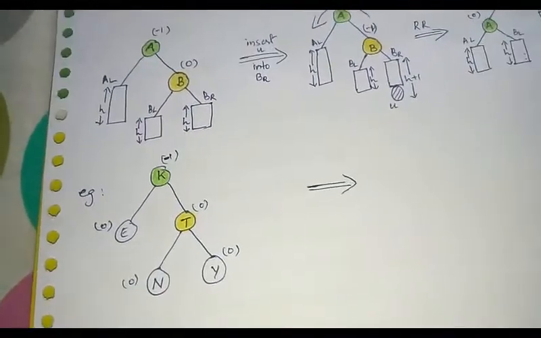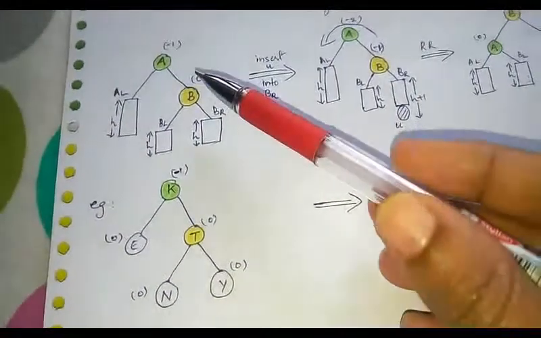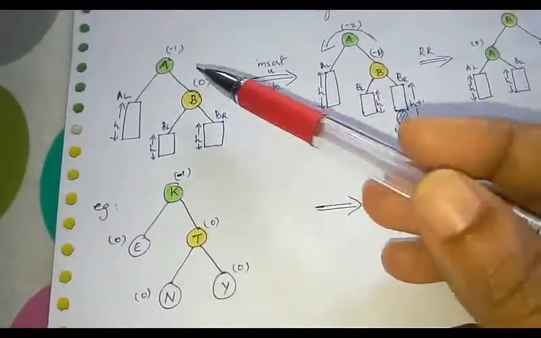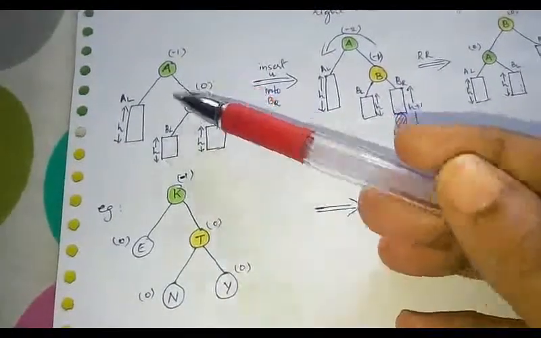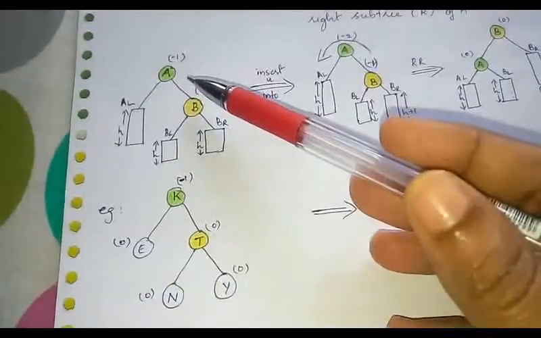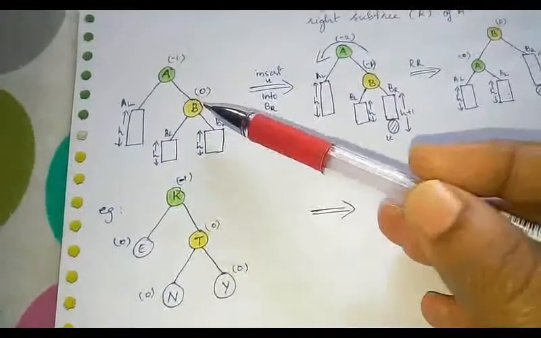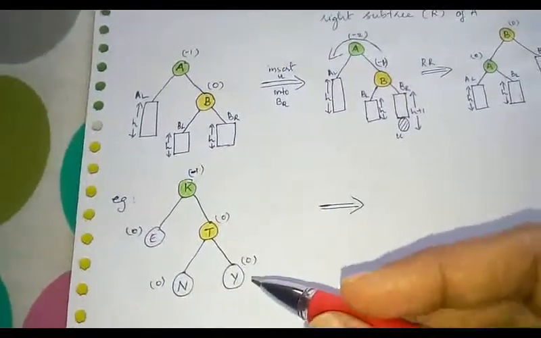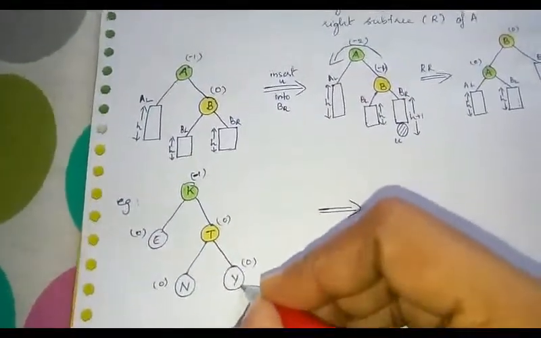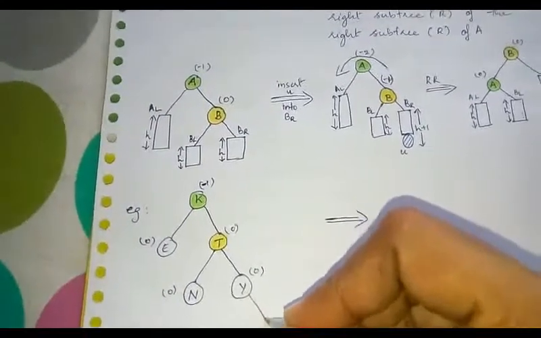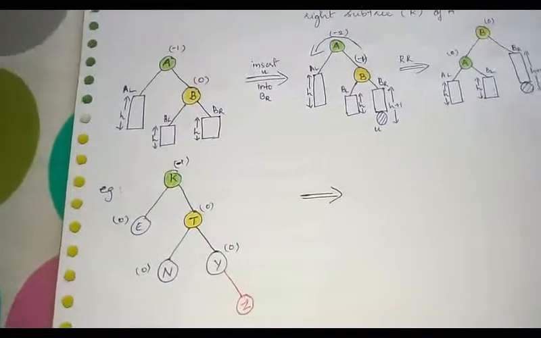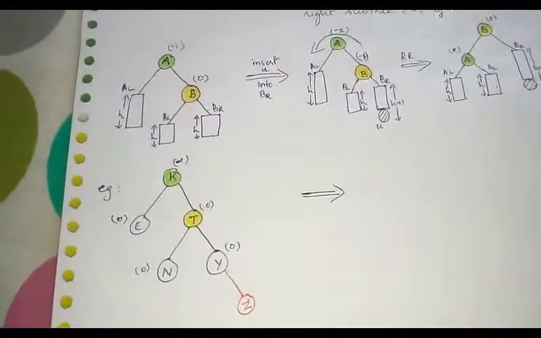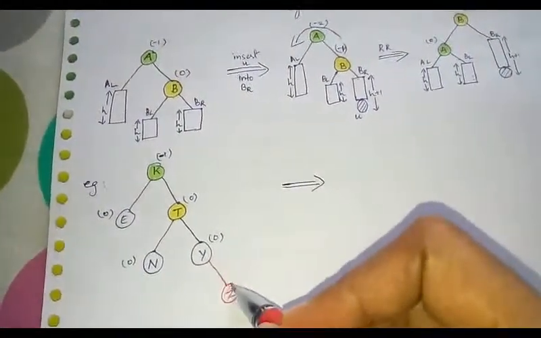Now the nodes have been colored according to the above colors based on the above figure. That is, here the node K indicates A and T indicates B, right? Okay, now I'm going to insert a new node to the right of Y. Say Z. I'm going to insert Z to the right of Y. So this is the new node that we have inserted.